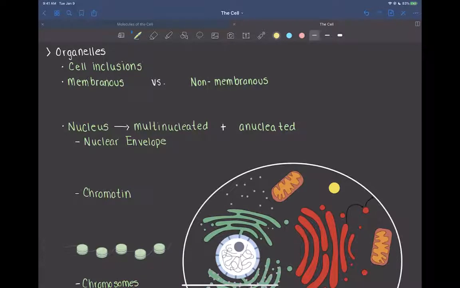Okay, and so as we go through organelles, we'll point to them on this picture and label them and then talk about functions and that kind of thing.